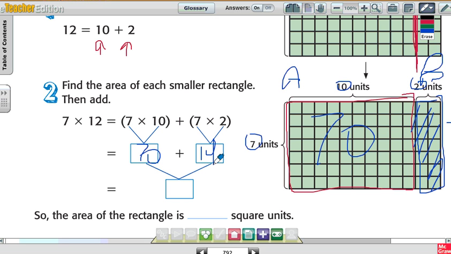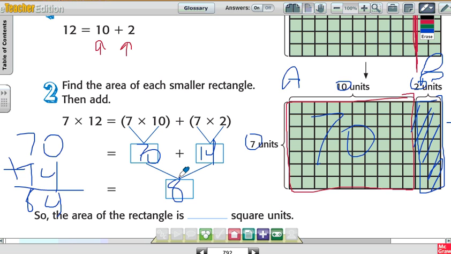And then I add them all together. 70 plus 14, sorry. 0 plus 4 is 4. 1 plus 7 plus 1 is 8. So the area of the whole rectangle is going to be 84. So it's 84 square units.